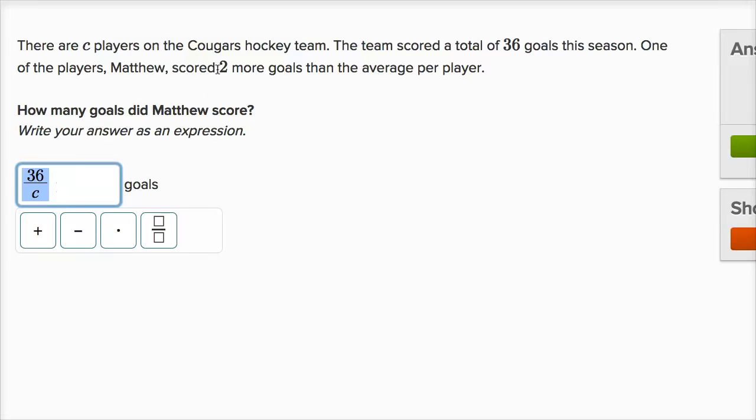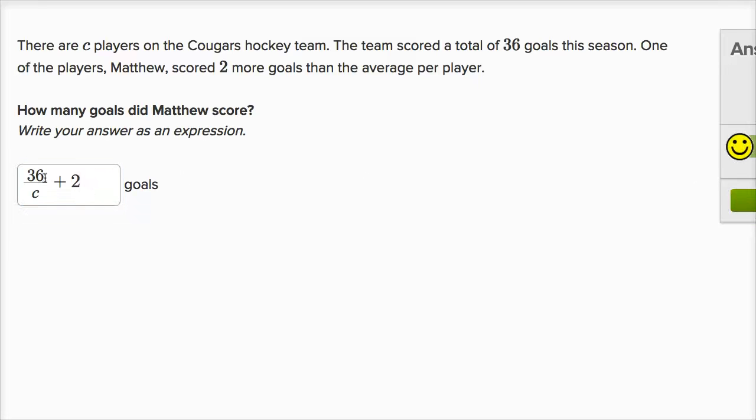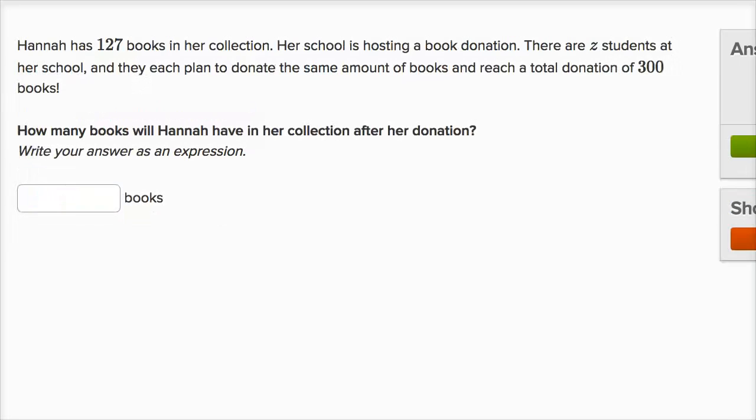Now we know Matthew scored 2 more than this thing over here. So we can just add 2 to that. And that's how many goals Matthew scores. Let's check our answer. The key here, this might seem a little confusing, but remember, this says Matthew scored 2 more goals than the average player. The average goals per player is 36 divided by C. Let's do one more of these.